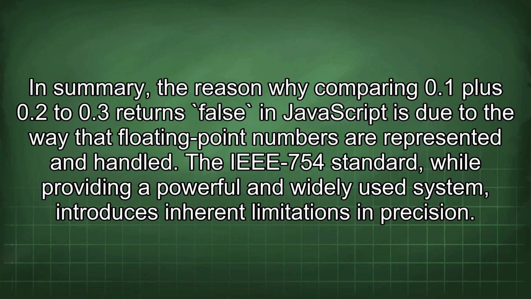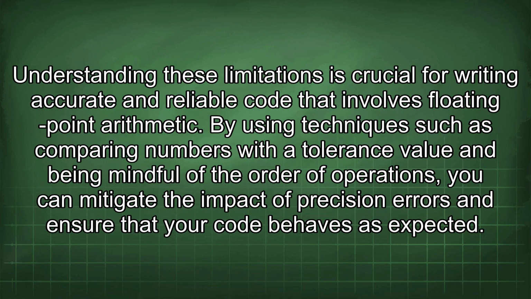In summary, the reason why comparing 0.1 plus 0.2 to 0.3 returns false in JavaScript is due to the way that floating point numbers are represented and handled. The IEEE 754 standard, while providing a powerful and widely used system, introduces inherent limitations in precision. Understanding these limitations is crucial for writing accurate and reliable code that involves floating point arithmetic. By using techniques such as comparing numbers with a tolerance value and being mindful of the order of operations, you can mitigate the impact of precision errors and ensure that your code behaves as expected.